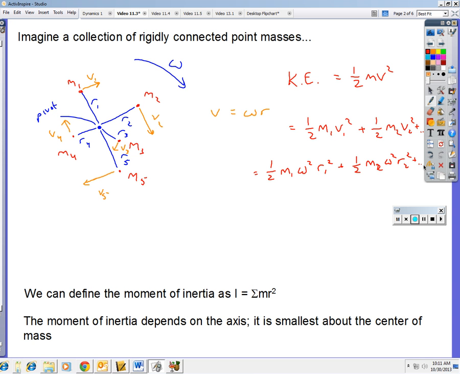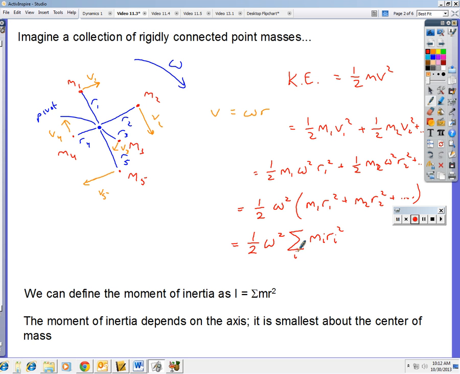And so that gives us, we can bring out the factor of 1/2 and omega squared, because that's present in every term of the sum, times m1 r1 squared plus m2 r2 squared, dot, dot, dot. And we can use summation terminology to say that's 1/2 omega squared times the sum of mi ri squared, where we sum over i.